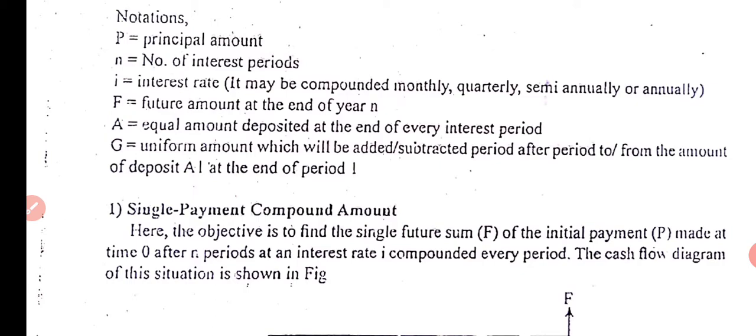Then A is the equal amount deposited at the end of every interest period. And lastly, G is the uniform amount which will be added or subtracted after a period from the amount deposited, the amount deposit A, at the end of period I.